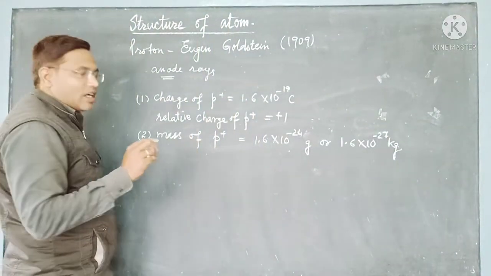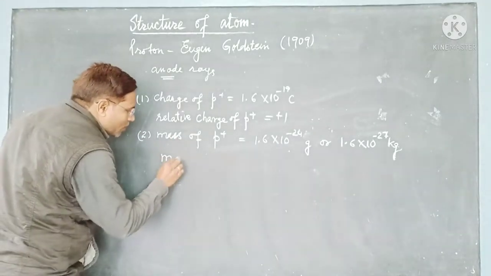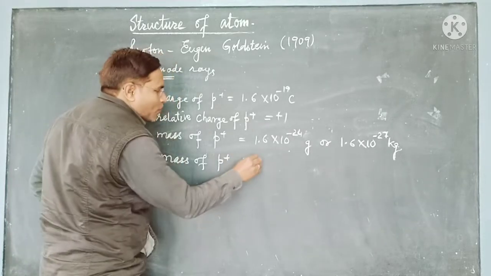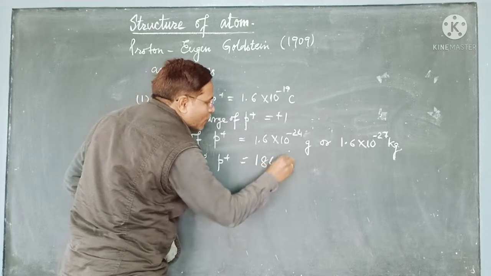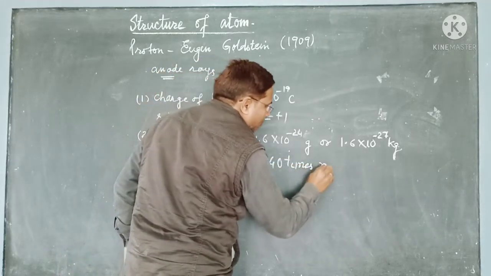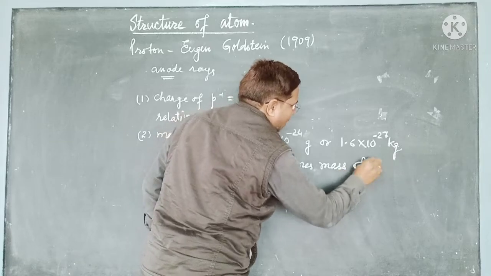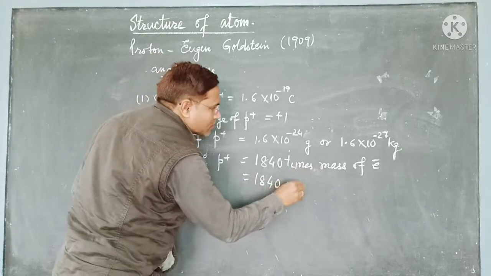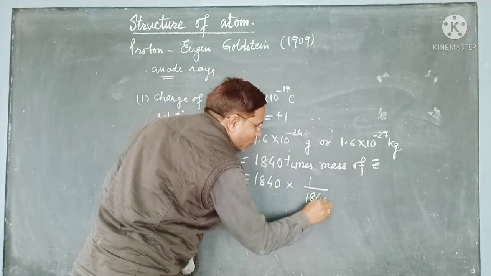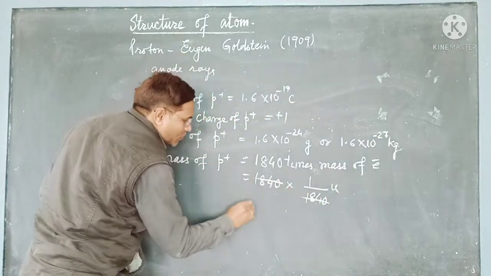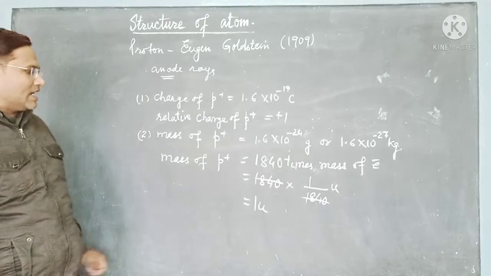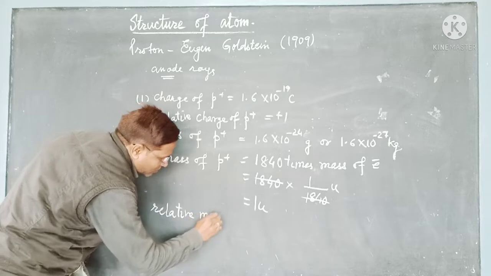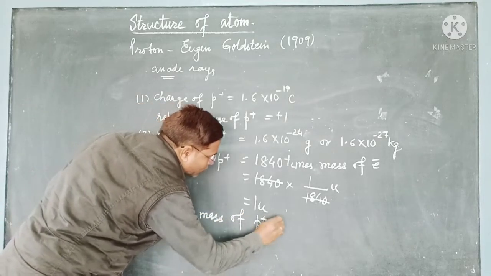Now we will see the mass of proton in another way. We can say that the mass of proton is 1840 times the mass of an electron, and we have studied that the mass of electron is 1 by 1840 U. So this cancels, so we say 1 U, and hence we can say that the relative mass of proton is 1 U.